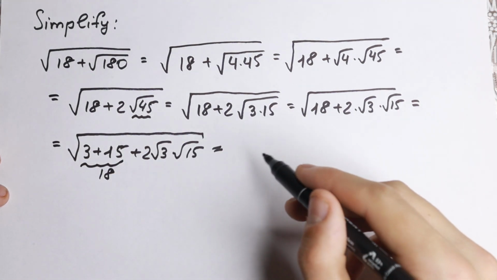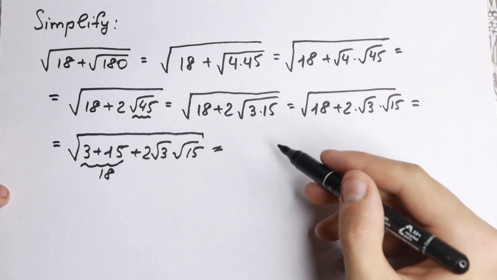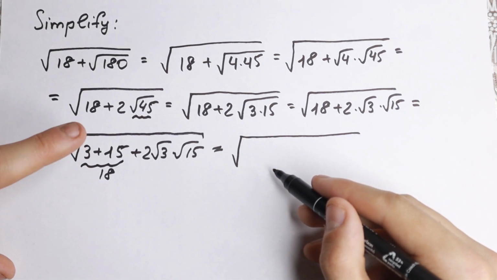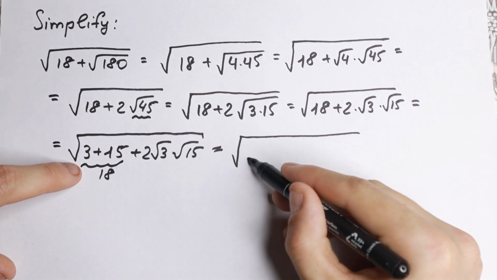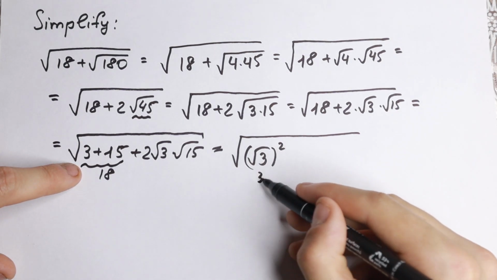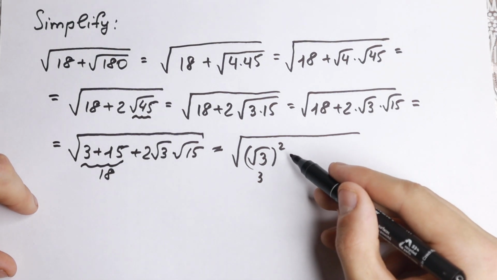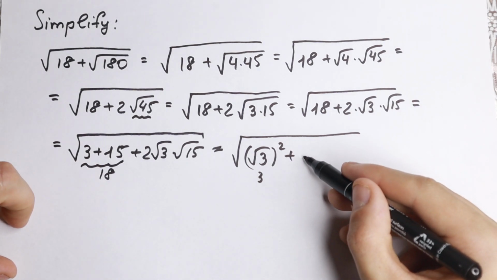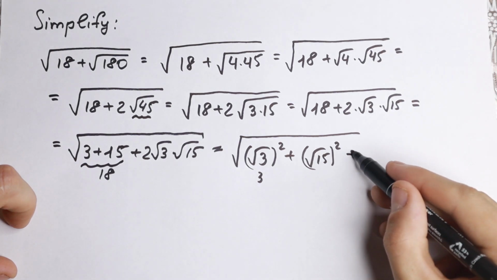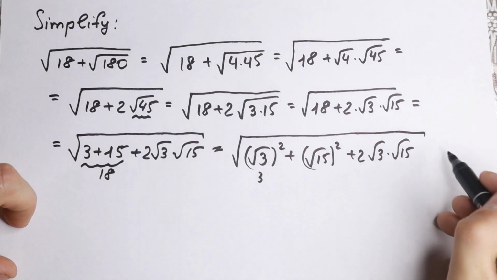Okay, let's continue. The next thing we need to do: I'm going to show you a really good trick, because we can write this 3 as square root of 3 squared. If we read this, we'll have the same 3, but why do I write this? I'm going to show you why after 10 seconds. Then this 15 I write the same way, so square root of 15 squared, and plus 2 times square root of 3 times square root of 15. Yeah, so we can write it.